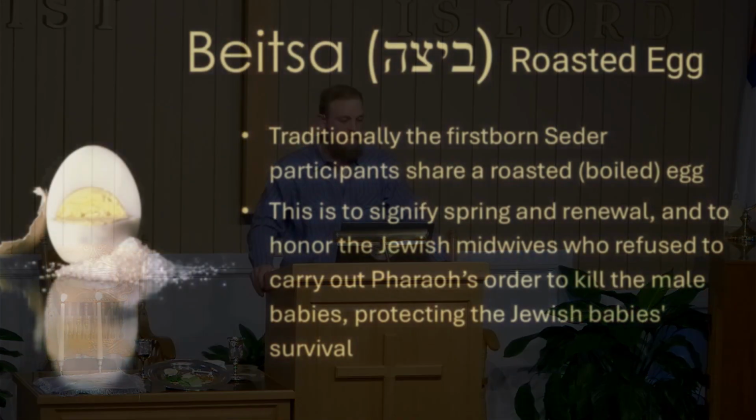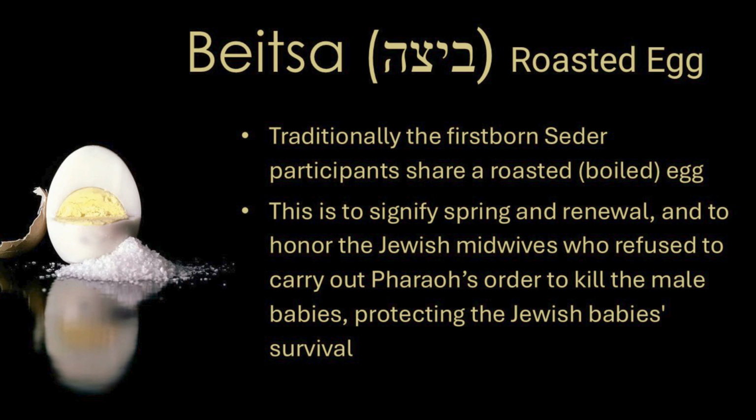Again, blessings are spoken, prayers are made, praises are made. We come to the next item. We'll do this quick so you can get the taste out of your mouth. The baitza, the roasted egg. Now, traditionally, I thought this was interesting. The firstborn Seder participants share in this together. It's kind of their thing, which obviously signifies the protection of the firstborn. Go ahead and eat your baitza, your roasted egg. This is to signify spring and renewal, and to honor, I like this, the Jewish midwives who refused to carry out Pharaoh's order to kill the male babies, protecting the Jewish babies' survival.